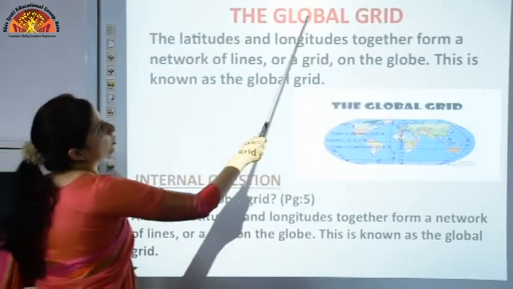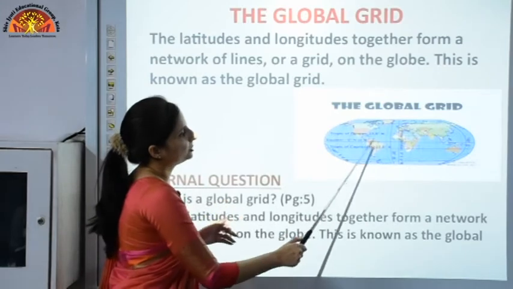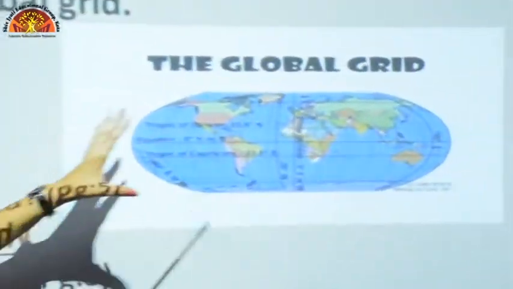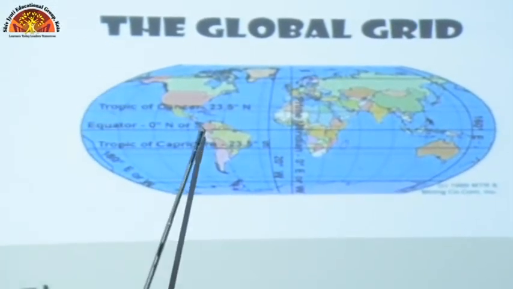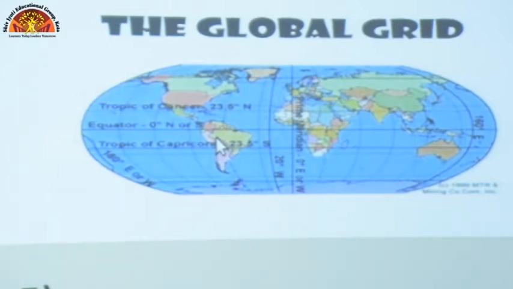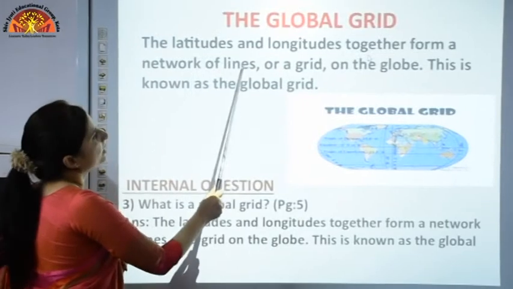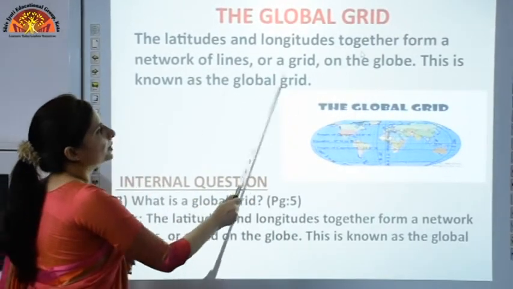Now we will talk about the global grid. As you can see in the picture over here, these lines of latitude and longitude intersect each other and form a global grid. Here you can see in the picture, they are intersecting at common points, and each point over here is the location of a place. So the latitudes and longitudes together form a network of lines or a grid on the globe. This is known as the global grid.